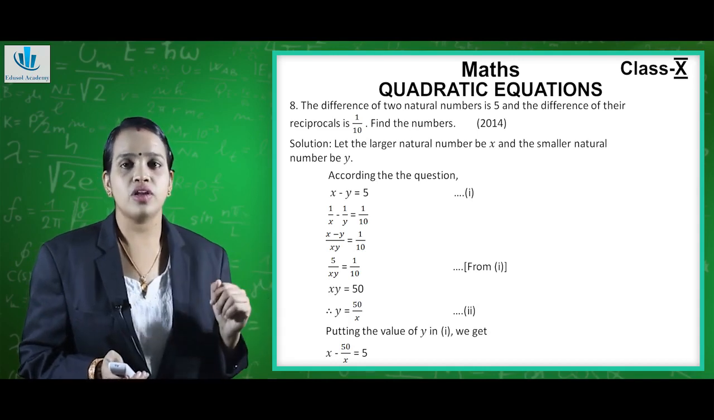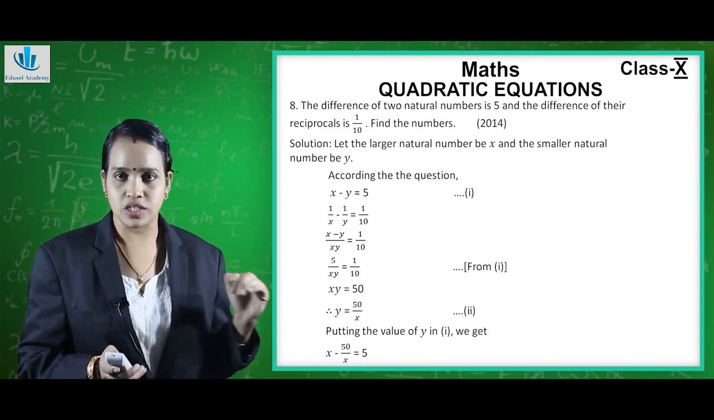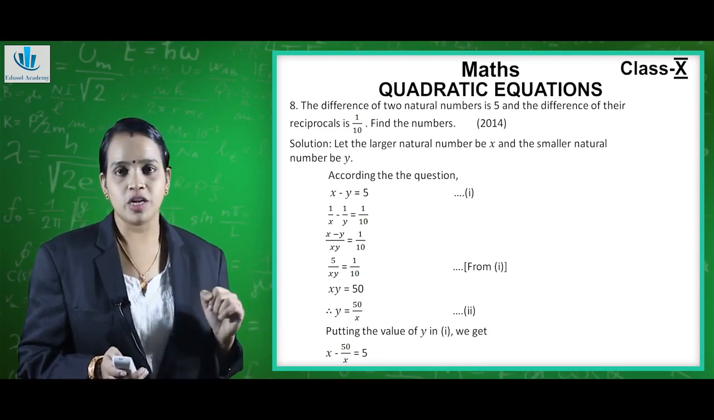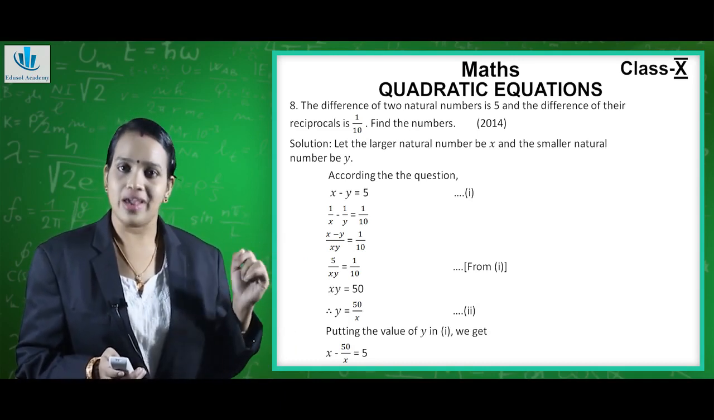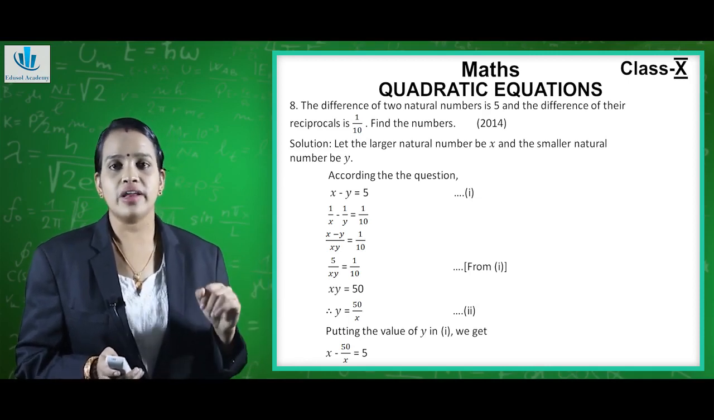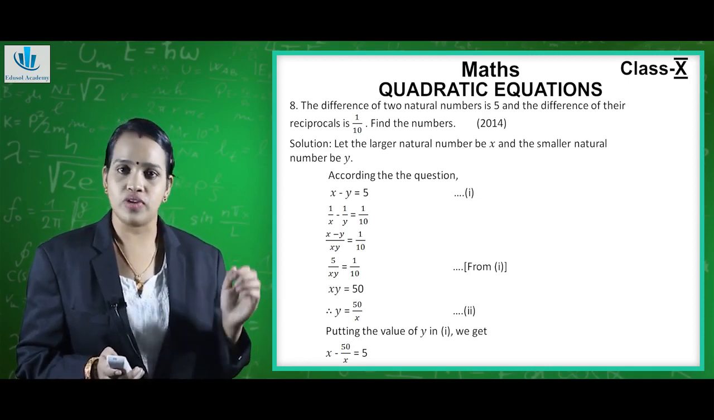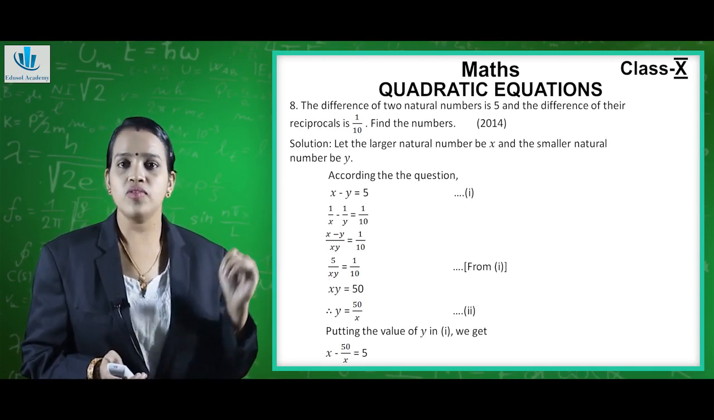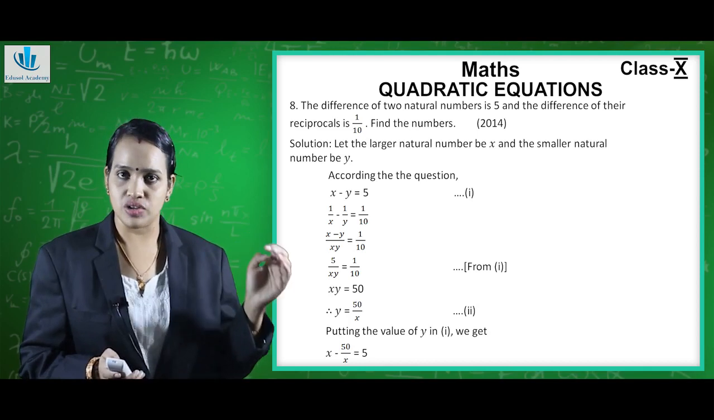So we can put the value here. So it becomes 5 upon xy equal to 1 upon 10. So we can cross multiply here. So 1 into xy equal to 5 into 10, 50. So we can write it as y is equal to 50 upon x. We will give it as equation 2. Now what we will do, we will put the value of y in equation 1.